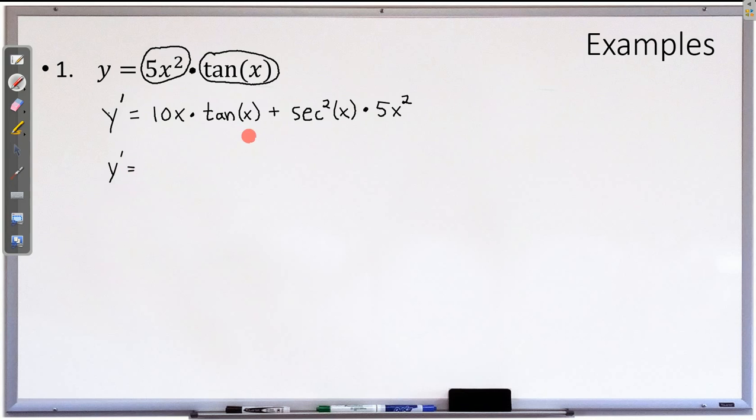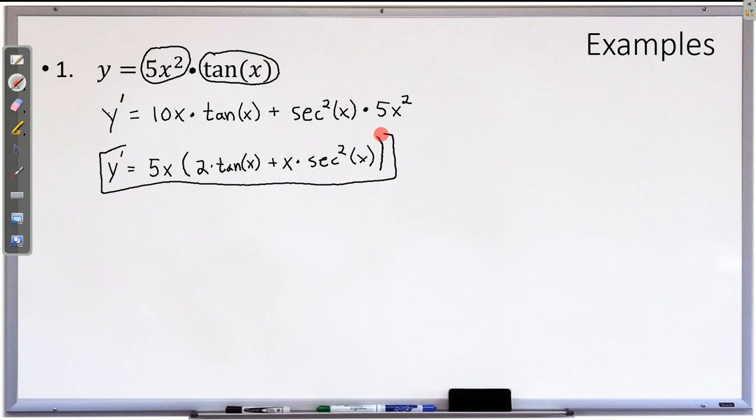What do these two have in common? Here we have a 10x, and here we have a 5x squared. So it looks like we have 5x in common. So I'm going to pull out a 5x. There's a 2 left over times tangent plus, and if I pull out a 5x, there's just an x left over with secant squared x. All right, there is our derivative. Again, it's not a very nice looking derivative. It doesn't simplify down to something small, but that is the slope function.